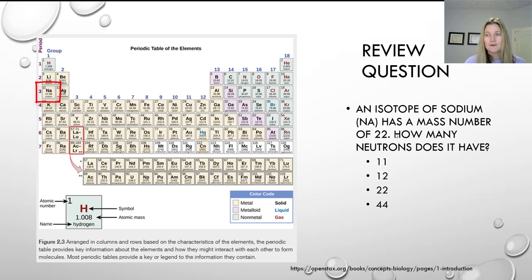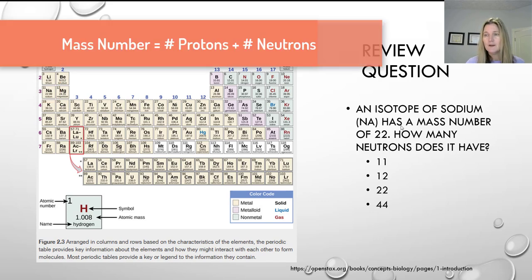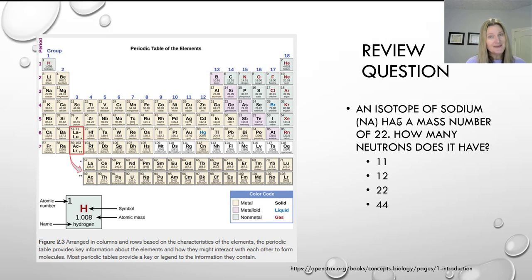So first of all, how do we calculate the mass number? The mass number is the number of protons plus the number of neutrons. So we have the mass number. Now, we can figure out the number of protons by looking at our periodic table. So if we look at Na over here, how many protons does it have? It has 11, right? Because the atomic number is 11. 11 is the number of protons.